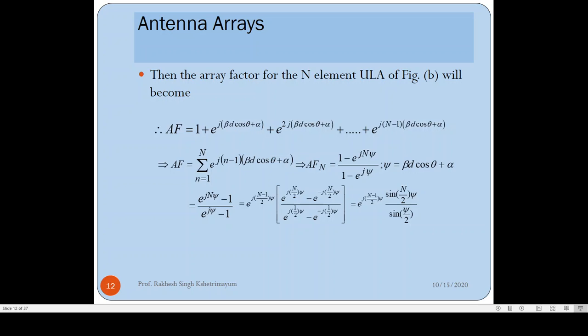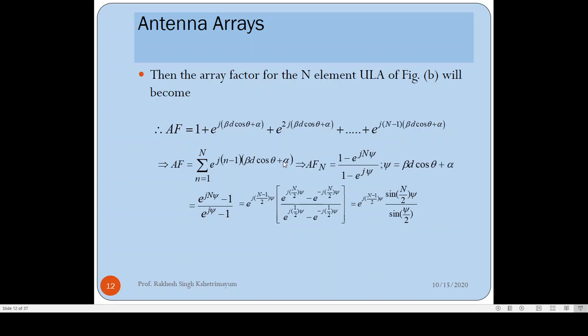For the third element, it will be exponential j 2 beta d cos theta plus alpha. And for the last one, it will be exponential j (n minus 1) beta d cos theta plus alpha. Now this looks like a geometric progression. So for the geometric progression, the array factor will be the summation over n going from 1 to capital N, where N is the number of elements, of exponential j (n minus 1) times beta d cos theta plus alpha. This is a small n here, and small n goes from 1 to capital N.